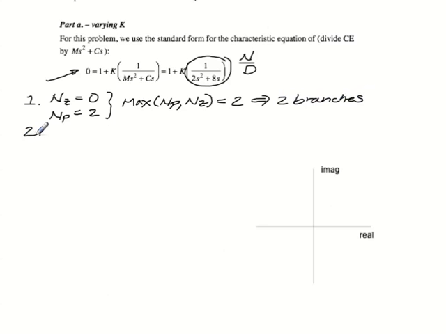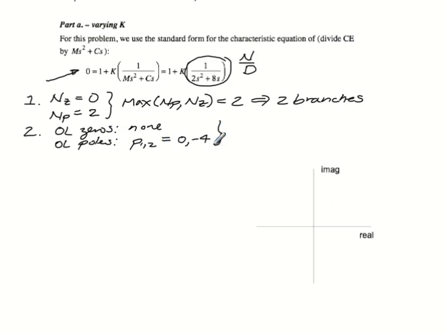So in terms of our terminology here of open loop, our open loop zeros, we have none. Our open loop poles, we have 2. One of them is at 0 and the other is at -4.